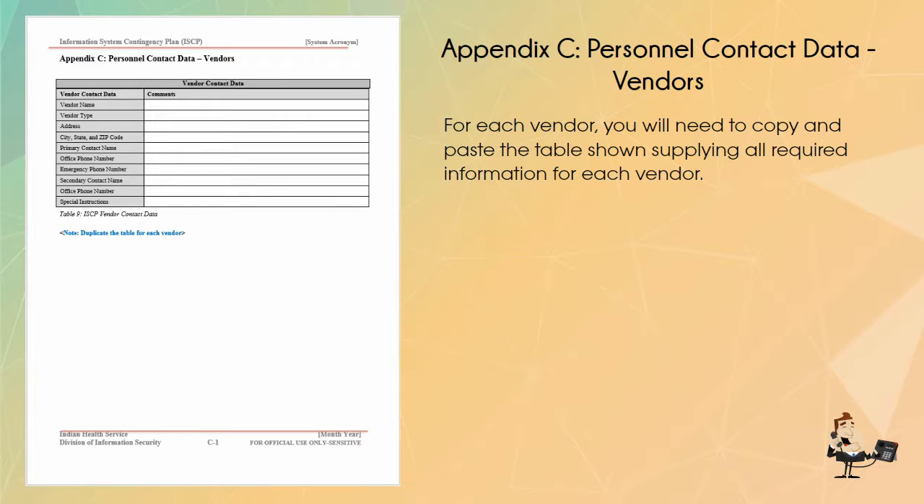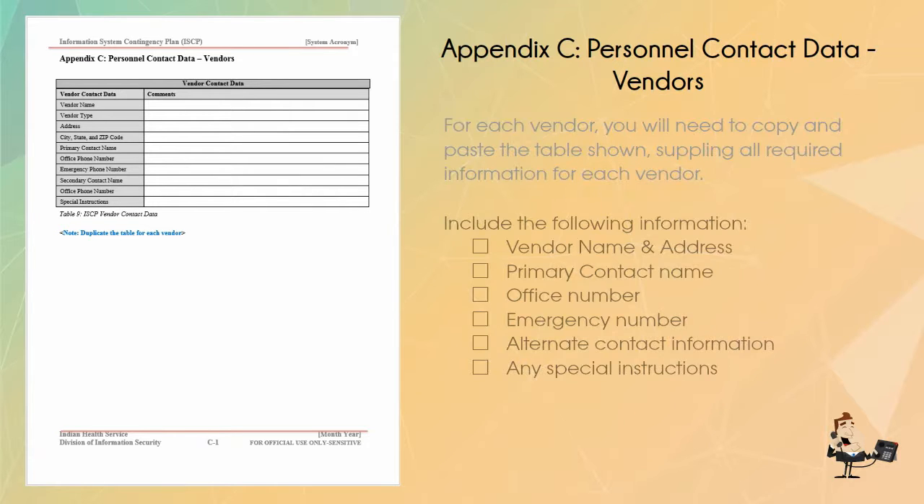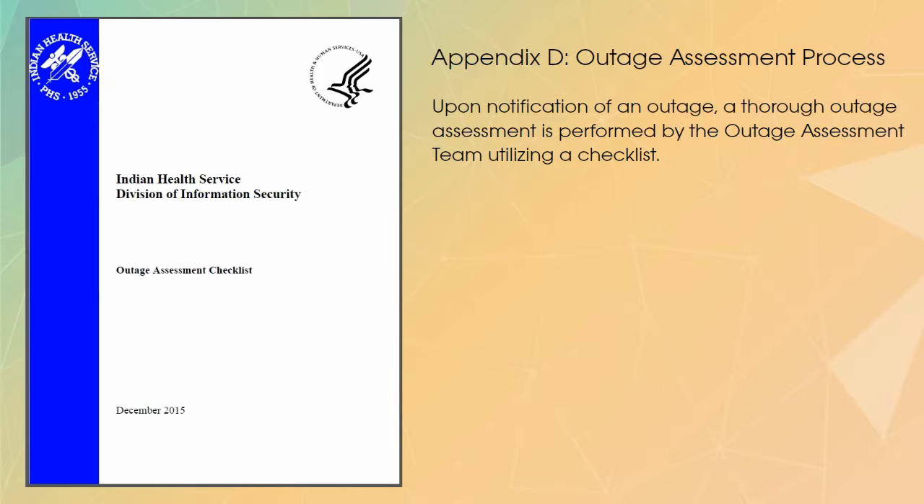Appendix C, Personnel Contact Data Vendors. For each vendor, you will need to copy and paste the table shown, supplying all required information for each vendor. Include the following information: vendor name and address, primary contact name, office number, emergency number, alternate contact information, any special instructions.